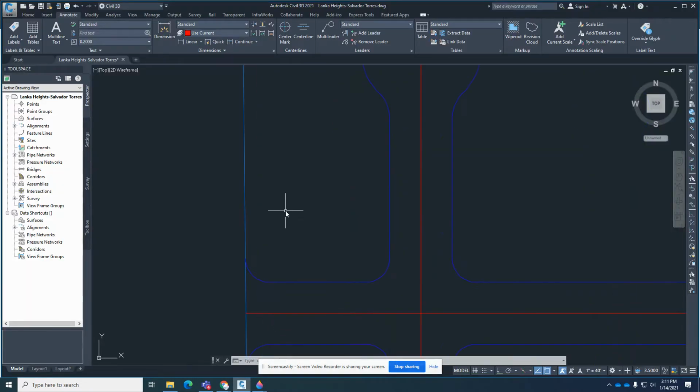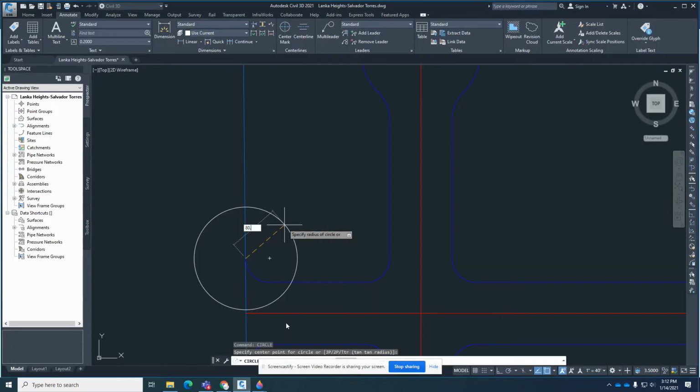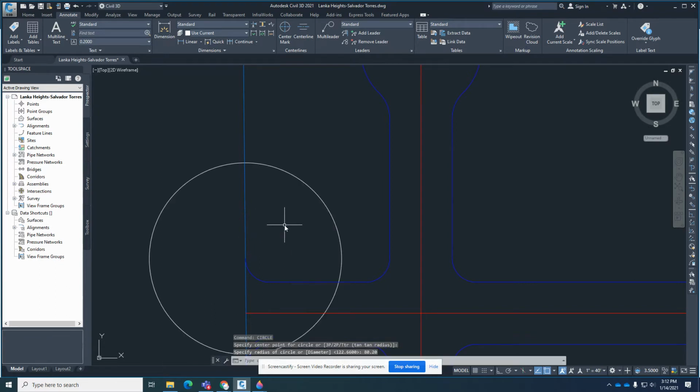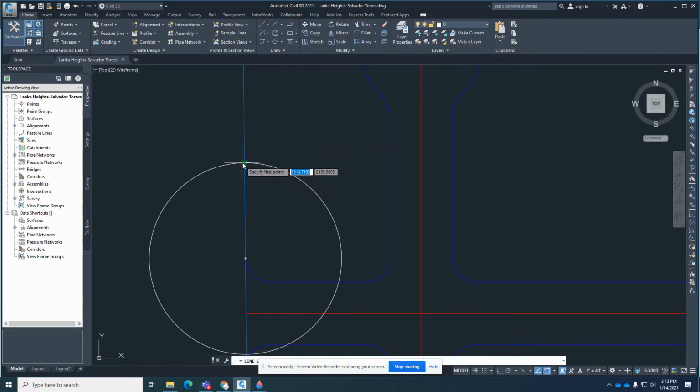So I'm going to go back over here to Civil 3D. The drawing I'm going to draw is a circle. I'm going to draw a circle from this endpoint with a radius of 8020. I think I kept saying 8002. Sorry about that. 8020. So I'm going to put 8020 to this intersection right in here. And then at that point is where I go to create line by bearing from this intersection.